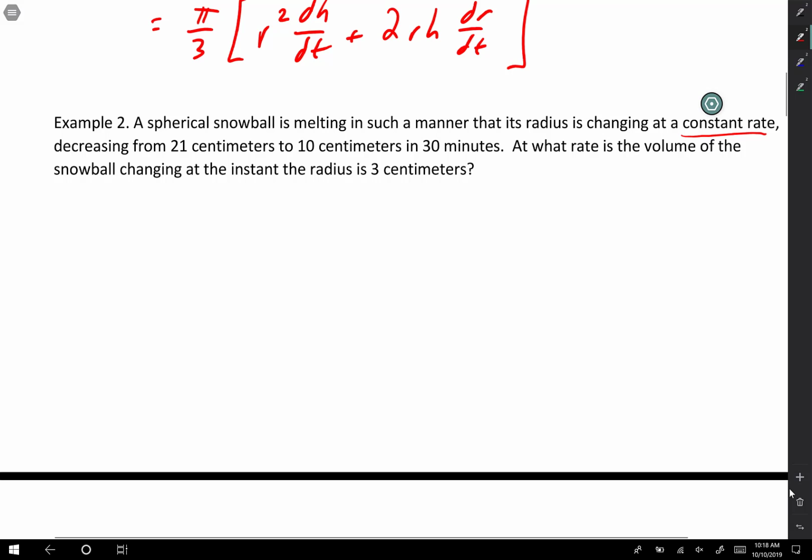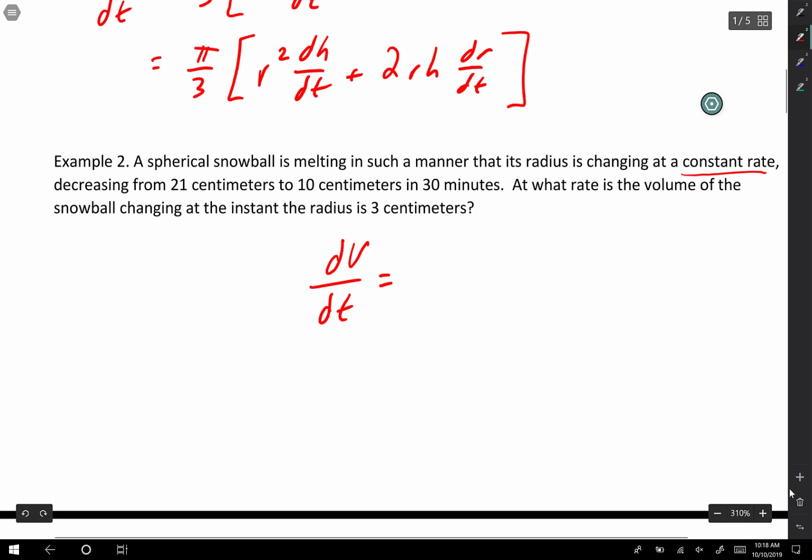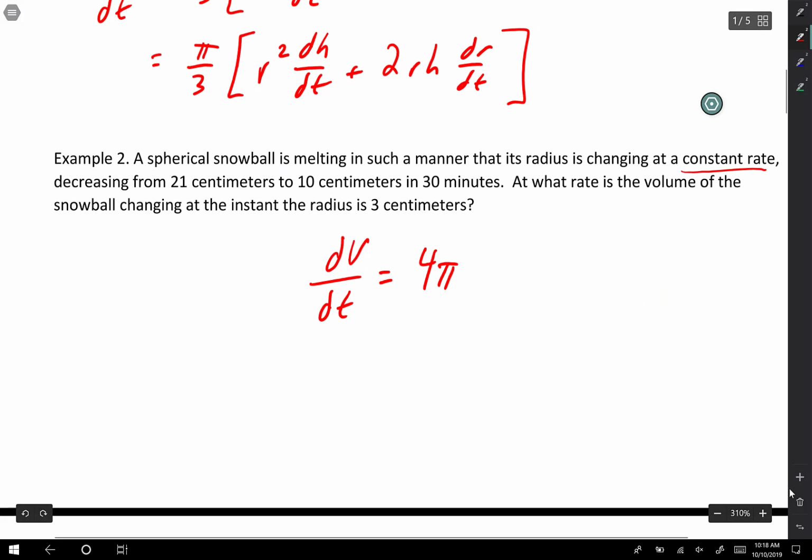So here's what we're going to do, guys. Bless you, whoever sneezed or whatever it was. All right, I need to know dV/dt for a sphere, a snowball. And I already did that. dV/dt is 4 pi r squared dr/dt. What do I need? I need r. They give it to me, 3 centimeters. And I need dr/dt, which they also give to me.